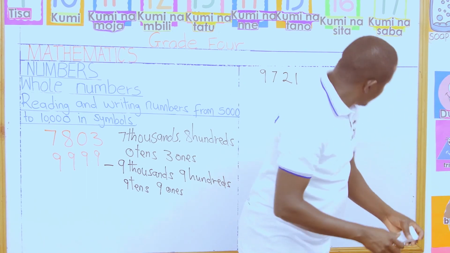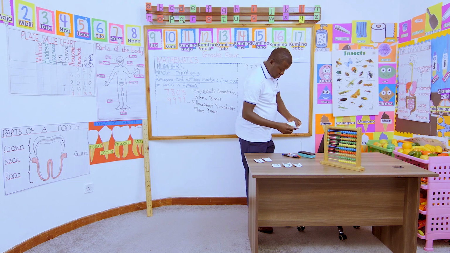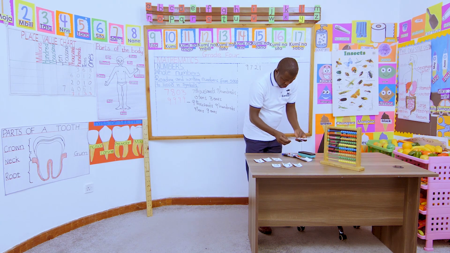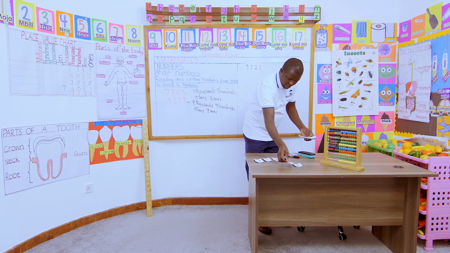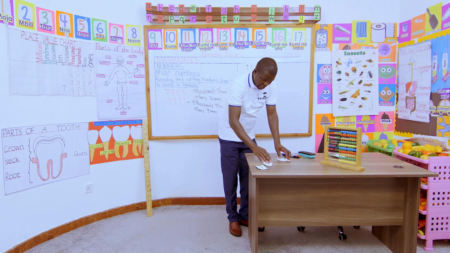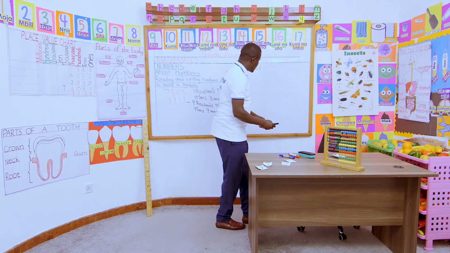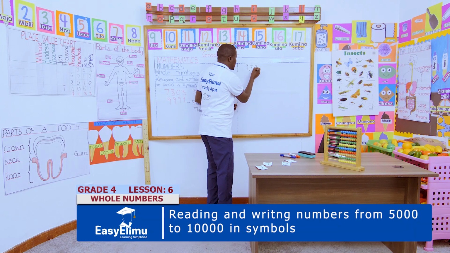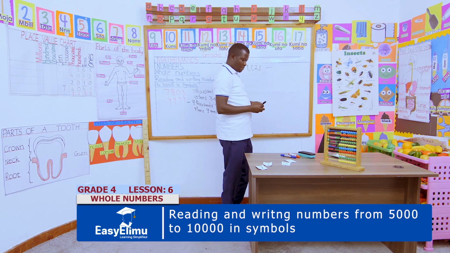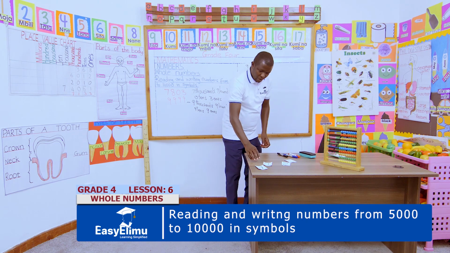We have 9, 7, 2, and 1. These are the number cards that we are using. From these digits, kindly form different numbers. And the first number that you form in our groups, kindly, can we form them?